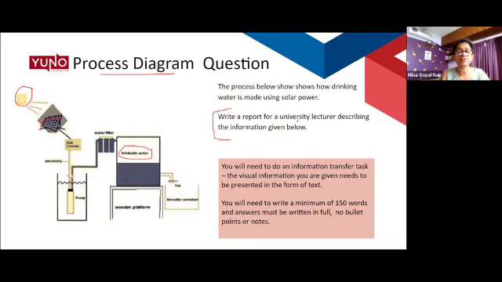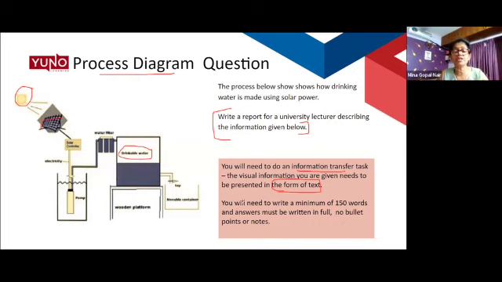Now, what is the question saying? It says, write a report for a university lecturer describing the information given below. So whatever you see in this diagram, you need to do an information transfer task. Whatever you see in the form of a diagram, you need to convert into the form of text. So this diagram has to be explained using language. That's what you are actually doing when you are doing a Task 1 question. The diagrammatic representation of information is converted into language, right?